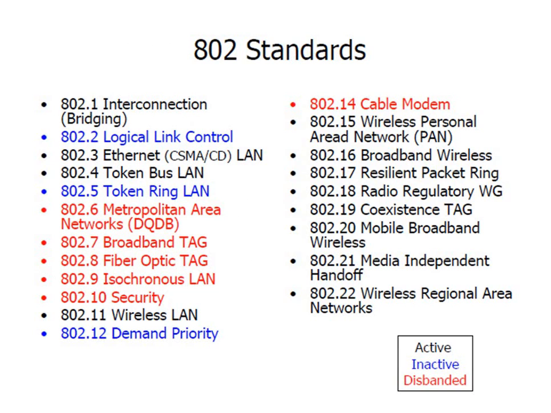Now there are different standards available in the 802 category. 802.1 is used for interconnection bridging, 802.2 is for LLC, 802.3 is for Ethernet, that is CSMA/CD LAN, 802.4 for token bus and 802.5 token ring LAN, and 802.11 is wireless LAN. Whatever wireless technology you are using is defined under 802.11.